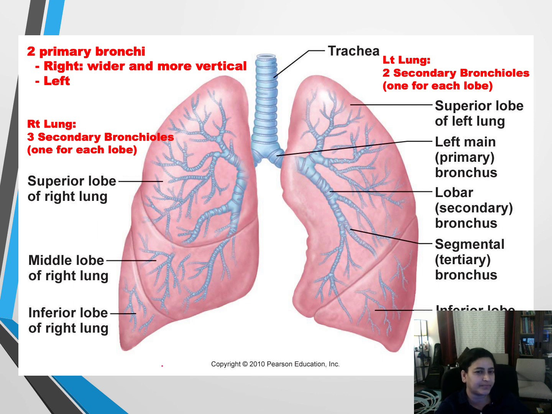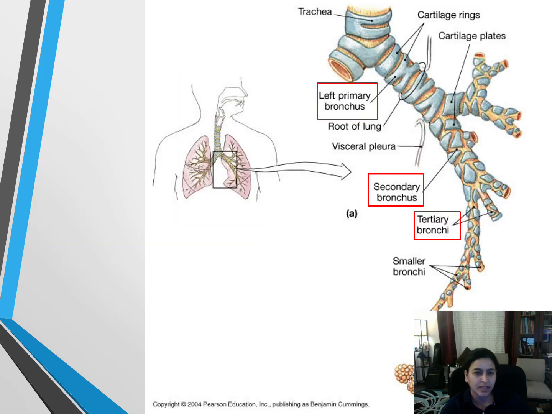And why are there 3 on this side and 2 on this side anatomically? Because this is called the cardiac notch, as it is occupied by the heart over here. So the lobar bronchus is right here, and it branches further into a segmental or tertiary bronchus. If we look at this picture, it shows the primary bronchus that branches further into secondary or lobar, tertiary, and then smaller bronchi, and then bronchioles.